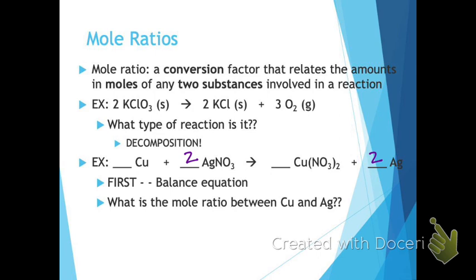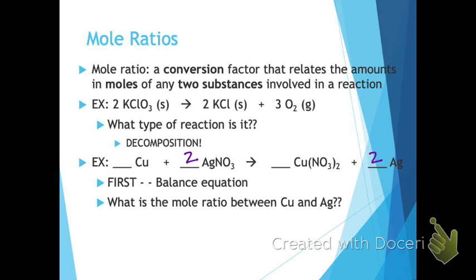Can anyone figure out what type of reaction that is? I heard someone whisper it: single displacement. I would agree. One object is getting switched: copper and silver switch places there. So, single displacement. Now it's asking us, what is the mole ratio between copper and silver?